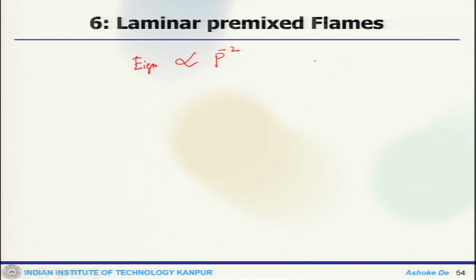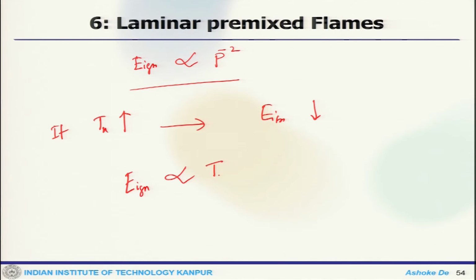So, this actually agrees quite well with the experimental observation. This has been already proven fact. Now, if T unburned is increased, then what happens to the impact? Ignition energy also decreases, because ignition energy is proportional to T unburned to the power some negative power of.